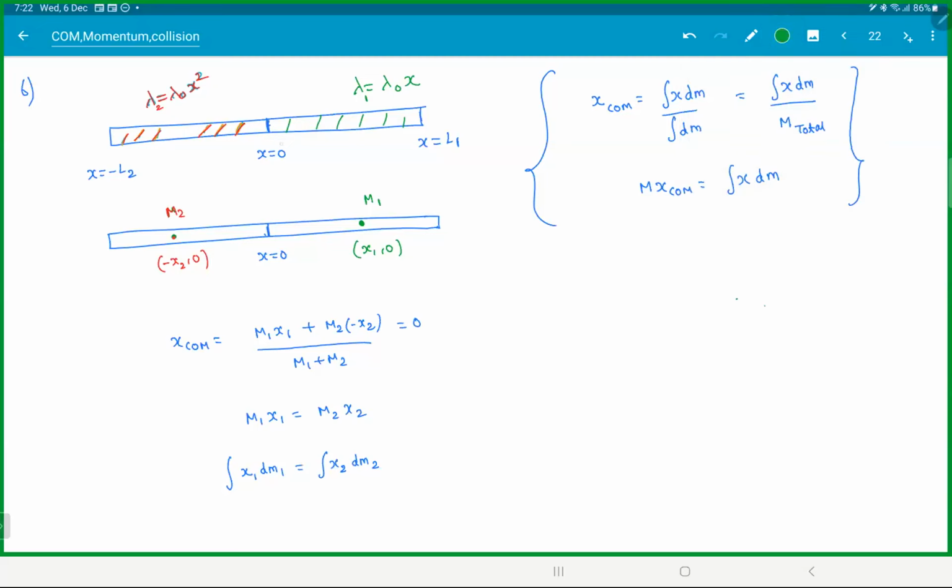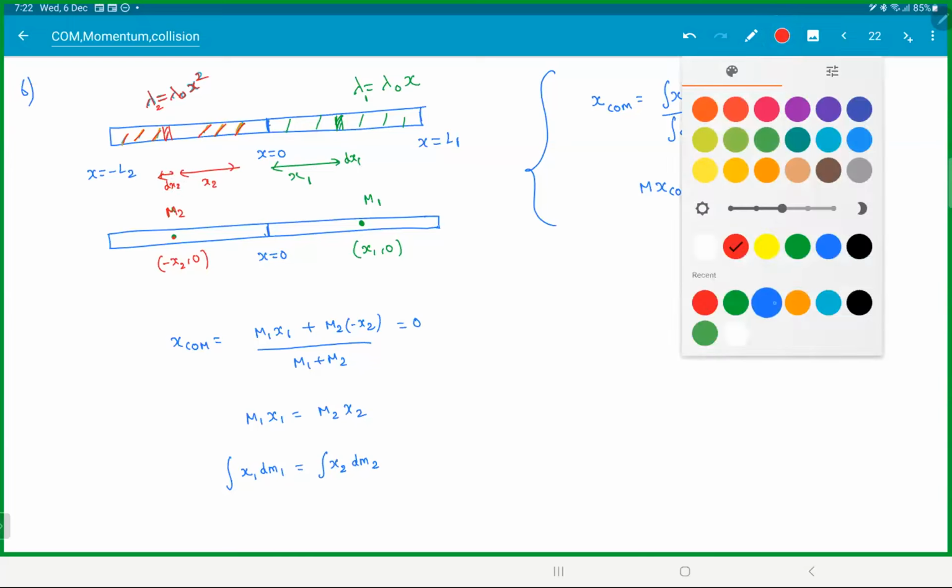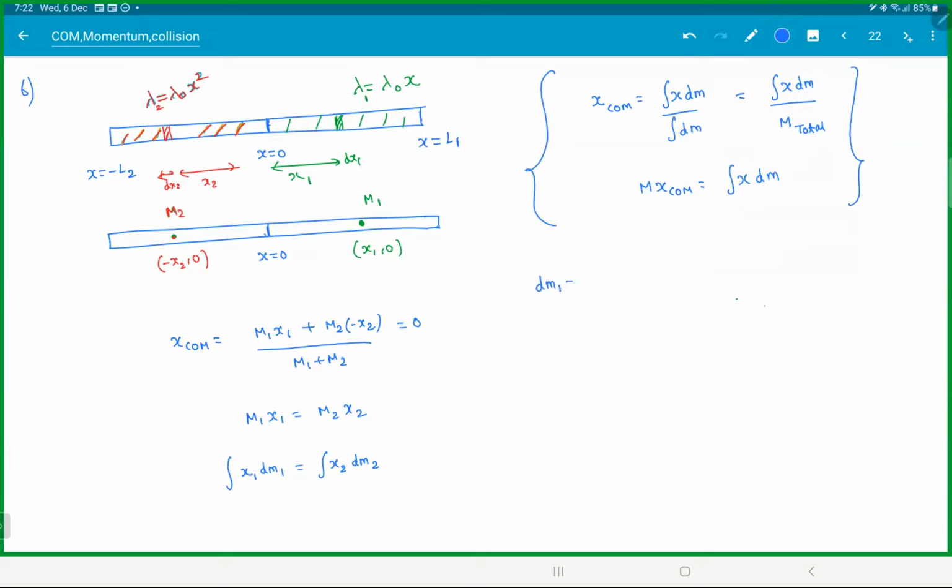So what we did here, at a distance x1 here, you took a small piece here, that was your dx1. On the left hand side, at a distance x2, you took a small piece here, that was your dx2. So dm1 is lambda 1 into dx1. That would be lambda 1 is lambda naught x1 into dx1. dm2 is the mass on the left hand side, lambda 2 into dx2, that is lambda naught x2 square dx2.